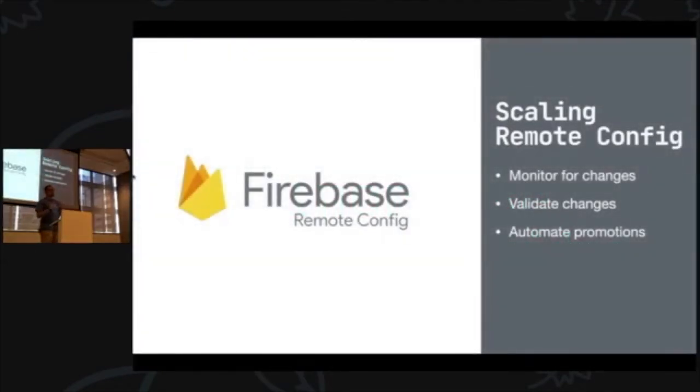We wanted to start asking some of these questions. How could we monitor for changes to these remote config values? How could we maybe validate changes? What happens if somebody changes a value to something that doesn't make sense from a business logic perspective? And how could we automate these promotions of one value from, let's say, dev to QA, QA to prod, and so on? How could we just take the risk out of these processes?